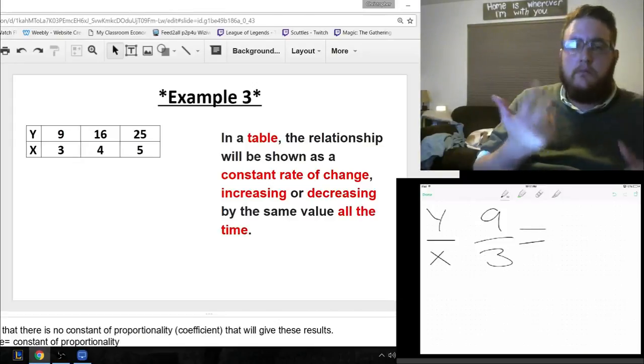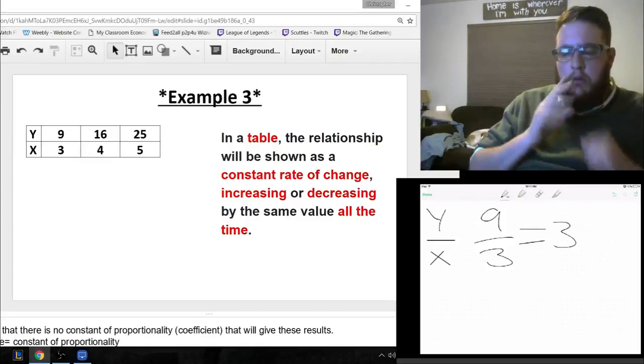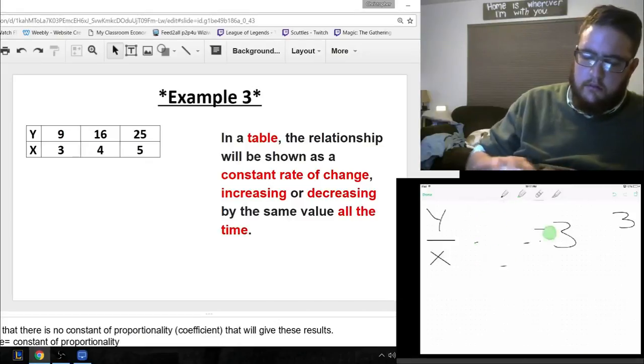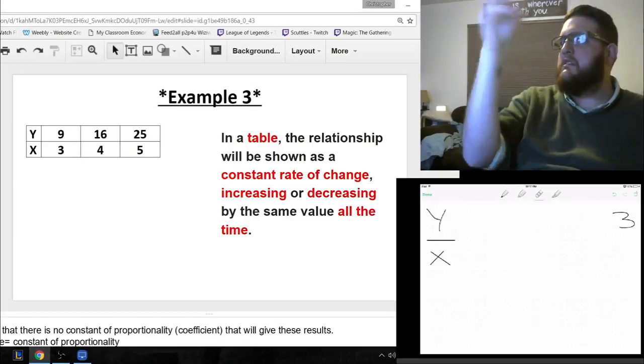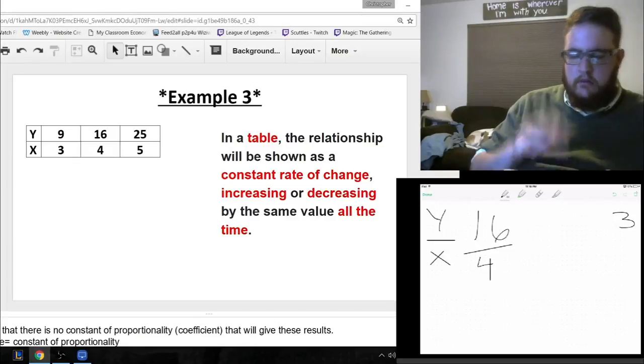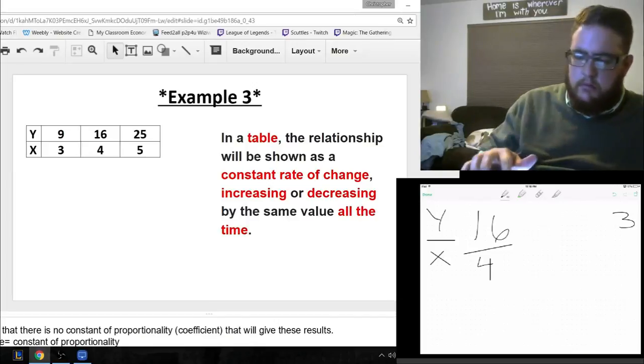9 divided by 3 is what? That's right, 9 divided by 3 is 3. I'm going to write this off to the side, and we'll just remember that the first rate of change we got was 3. Now the next pair is 16 and 4. So we'll substitute 16 in for y and 4 for x, and determine our next rate of change. 16 divided by 4 is 4.